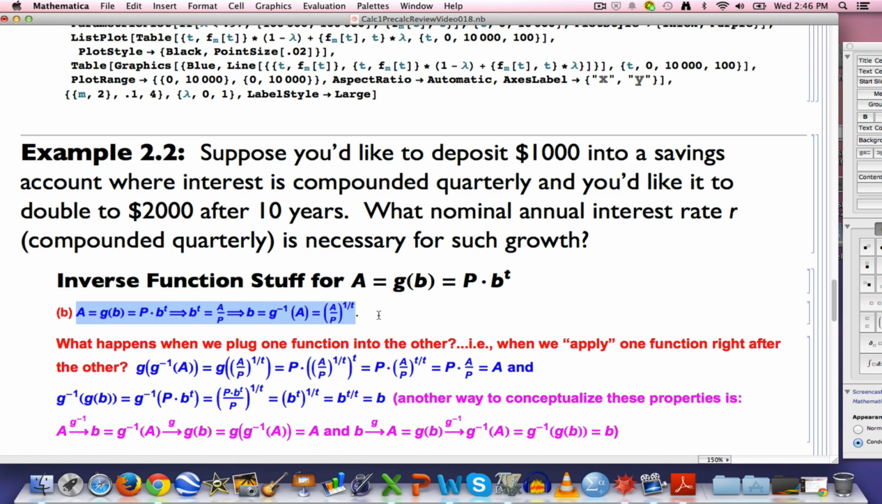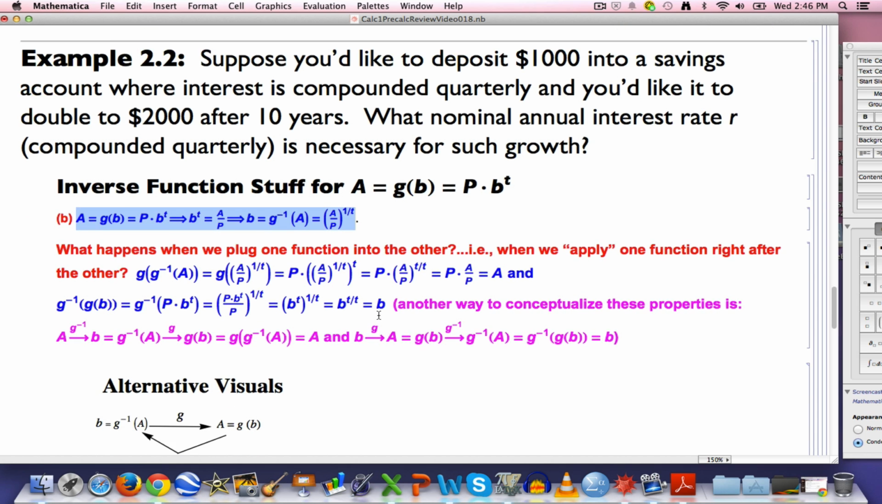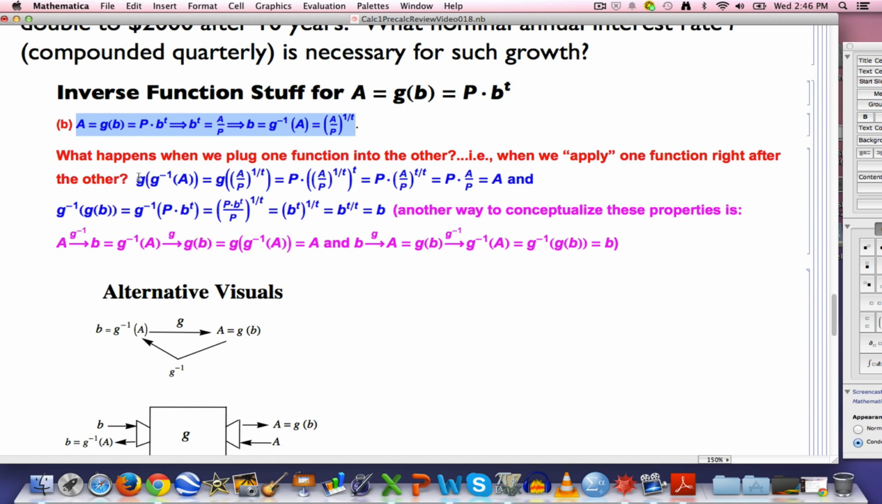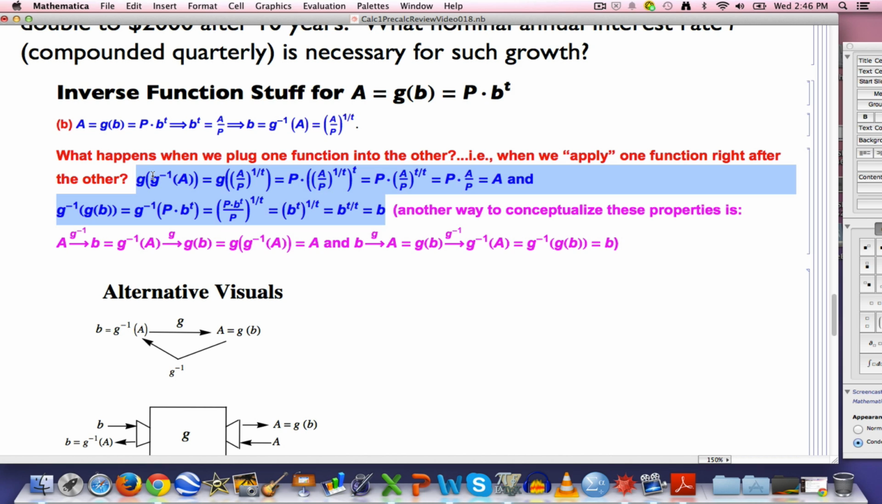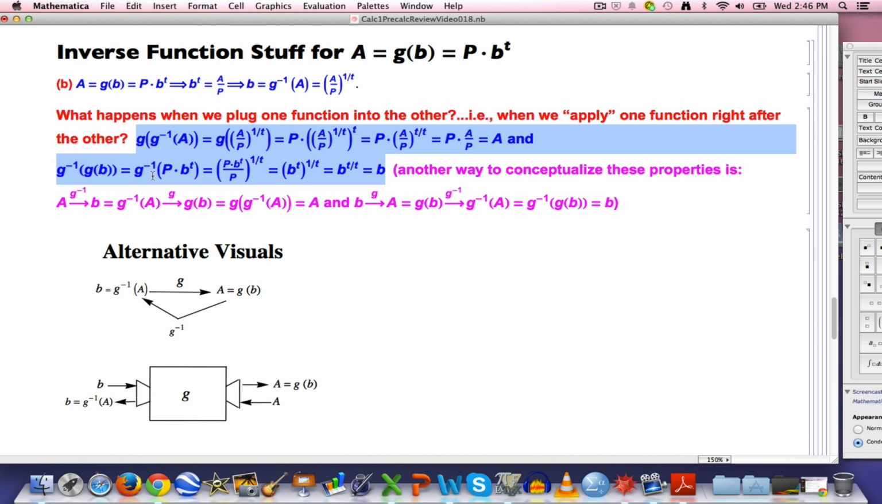How do you find the inverse function? Here is the general way to do it for arbitrary p and t. Think about this algebra here. I'll let you pause the video and take notes. This is some algebraic confirmation of these properties when you plug the inverse function into the original function and vice versa. You should make sure you understand this. Here are some visual ways to think about this in the new context. If it helps, plug in p equals 1,000 and t equals 10. That helps you think about it.